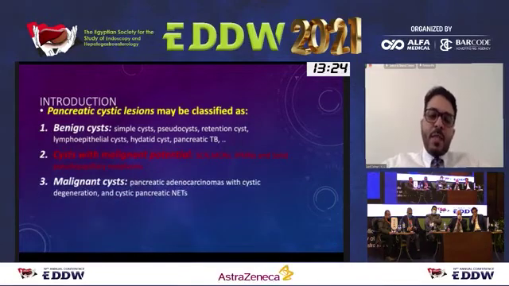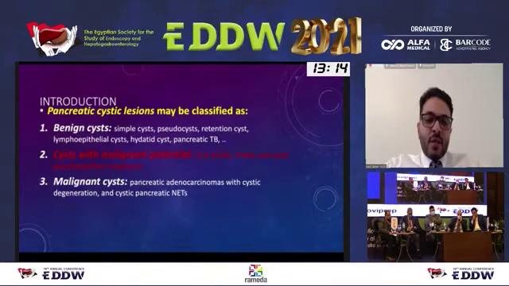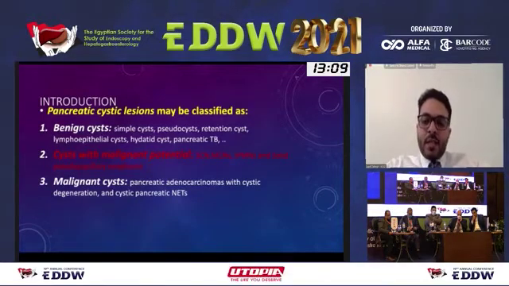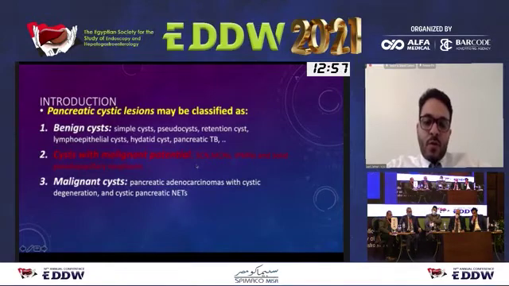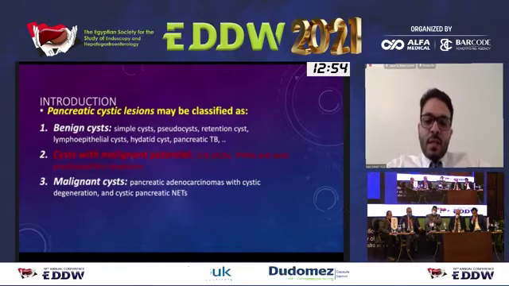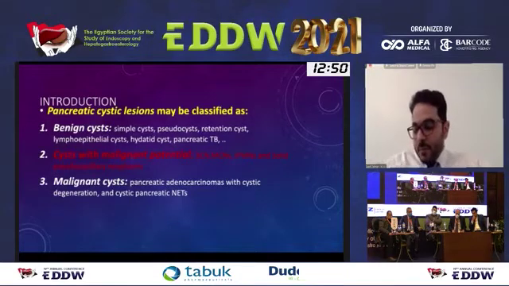So pancreatic cystic lesions can be classified into 3 categories: benign cyst, like simple cyst, pseudocyst, retention cyst, and hydatid cyst. The second category is cyst with malignant potential, which we call pancreatic cystic neoplasm, and there are 4. And the third category is malignant cyst, like pancreatic adenocarcinoma with cystic degeneration and cystic pancreatic neuroendocrine tumor. Now, the second category is the most common cause of asymptomatic pancreatic cyst, and it's the most challenging to diagnose and to manage.